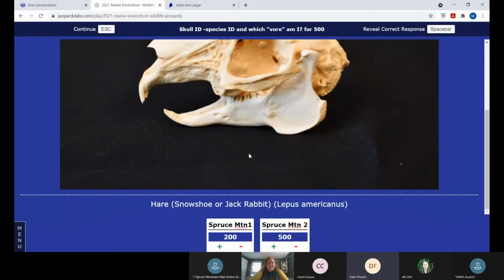And then what do we have? Anybody, either team, do you know how many species of rabbits and hares we have in Maine? I don't know. Well, there's the snowshoe hare, and there's the New England cottontail, and there's the Eastern cottontail, and then I'm out of ammo. So I'm going to go with 3.